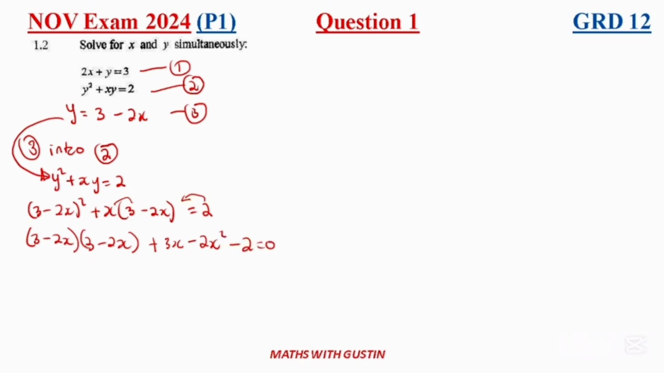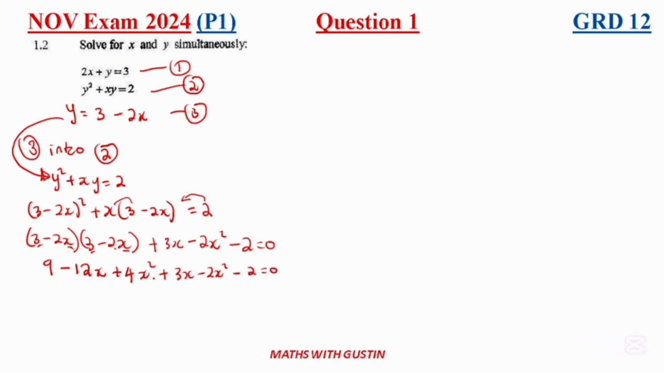to 0. Therefore now here, when you remove the bracket, 3 times 3 is going to give us 9. 3 times negative 2x is going to give us negative 6x, and another negative 6x here, which when you add together will give us negative 12x. Negative times negative is positive, 2 times 2 is 4. Then x times x is going to give us x squared.